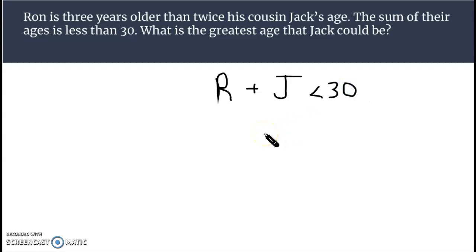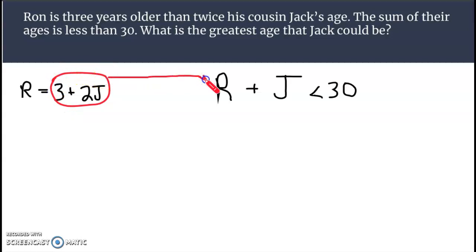To figure out the greatest age Jack could be, let's make an equation that relates Ron and Jack. It says in that first statement, Ron, R, is equal to 3 years older than 2 times his cousin Jack's age. So Ron is equal to 3 plus 2J. I'm now going to put that quantity, 3 plus 2J, in for this first R right here.